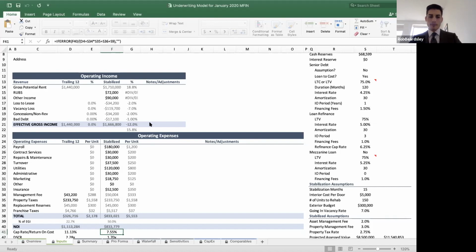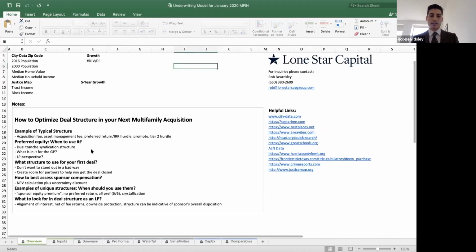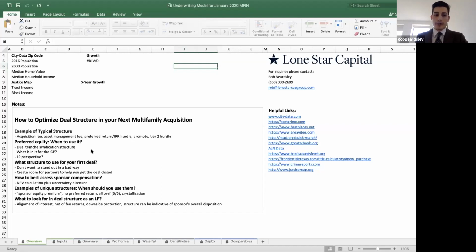But, and jumping to another topic, on the flip side, I've actually seen a new wave of preferred equity structures or dual tranche syndication structures. I've written about this before. It's a very interesting topic and structure from both the GP and LP angle. And so what is preferred equity, and when to use it?